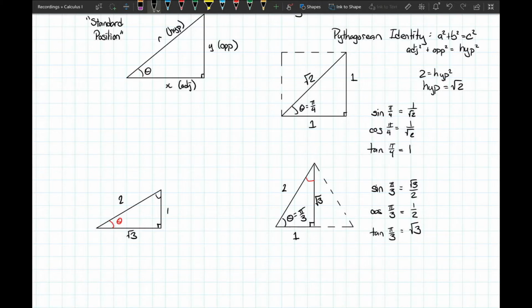Well, the 3 angles have to add up to 180 degrees, or pi radians. And we've got an angle of pi over 3, a right angle of pi over 2, and that means that the red angle must be pi over 6. And so we can fill in 3 more ratios. Sine of pi over 6 is opposite over hypotenuse, which is 1 over 2. Cosine of pi over 6, which is adjacent over hypotenuse, is root 3 over 2. And tangent of pi over 6 is opposite over adjacent, which is 1 over root 3.